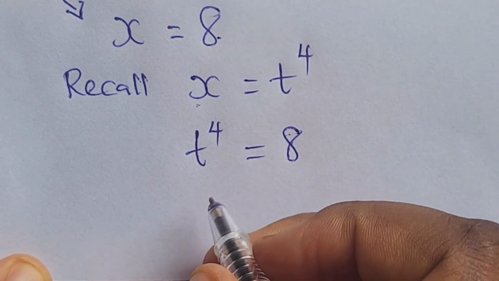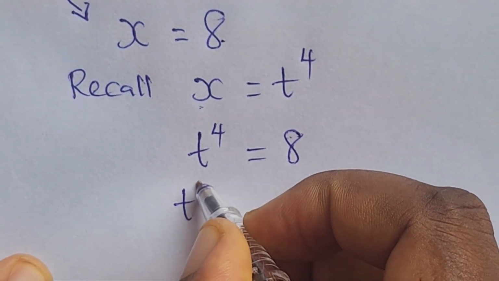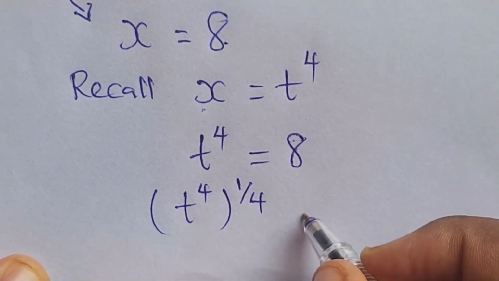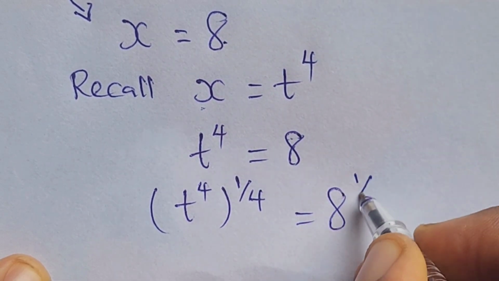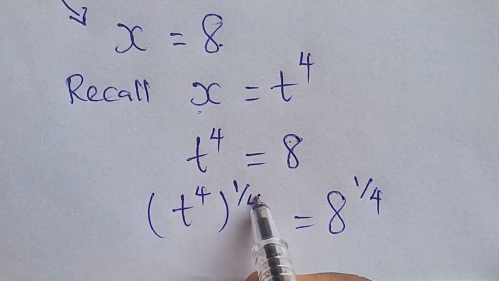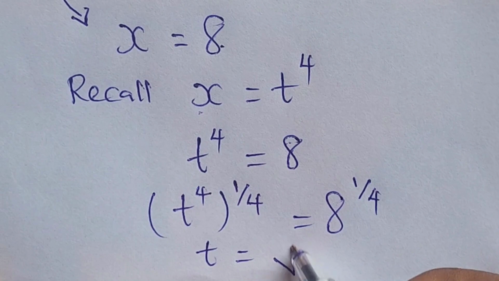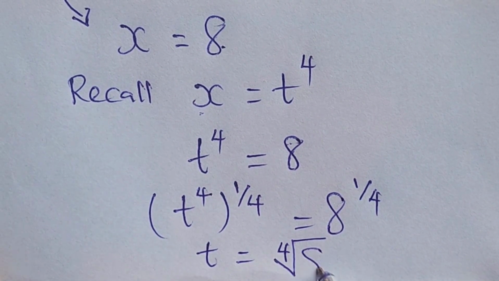So multiplying both sides, we have t to the power of 4 multiplying by 1 over 4, we have 8 to the power of 1 over 4. So multiplying this, we have that t is equal to the 4th root of 8.